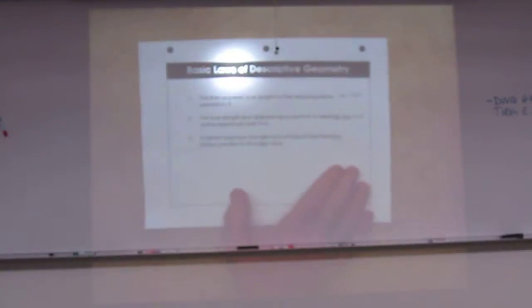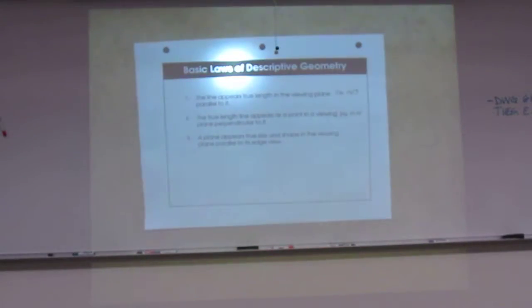So tomorrow I'm going to go back through 14 and we're going to, in essence, cover this guy, because this guy right here is really what's going to solve the two drawings that we have today. And I want to real briefly hit this so that you hear it more than once. First, the line appears true length in the viewing plane parallel to it.